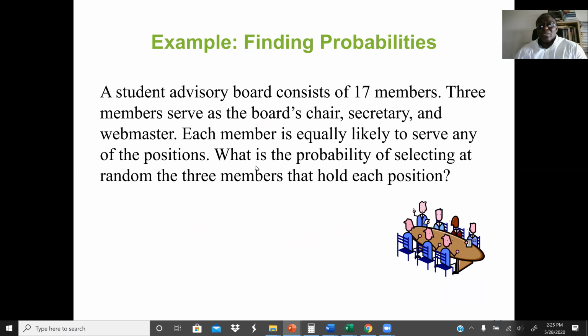So let's try the next example, finding probabilities. They say a student advisory board consists of 17 members. 3 members serve as board chair, secretary, and webmaster. Each member is equally likely to serve in any of the positions. What is the probability of selecting at random the 3 members that hold each position?